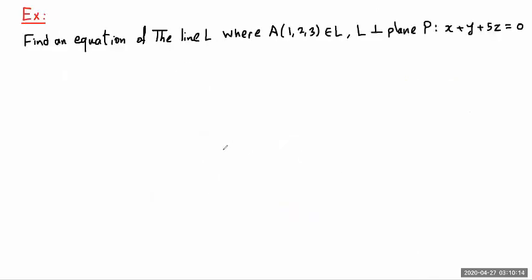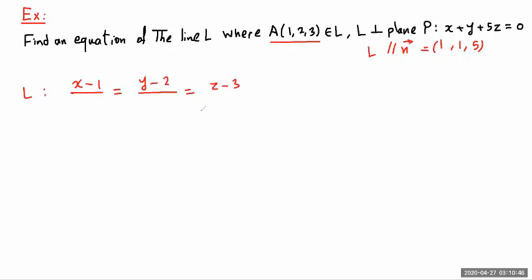Exercise: find an equation of the line L through the point A, 1, 2, 3, where the line L is orthogonal to the plane. So here the vector 1, 1, 5 is the normal vector of the plane. So this vector will be parallel to the line L. So the line L will be x minus 1 over 1, y minus 2 over 1, z minus 3 over 5, from the point 1, 2, 3. Now these numbers down come from the vector n, 1, 1, 5.